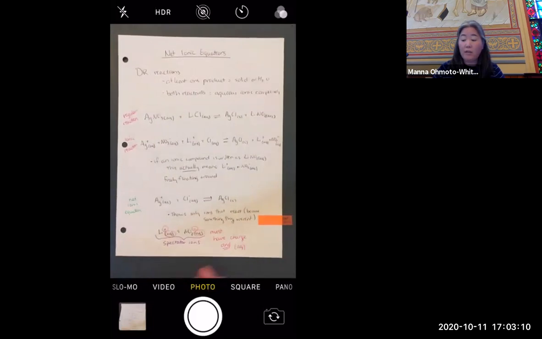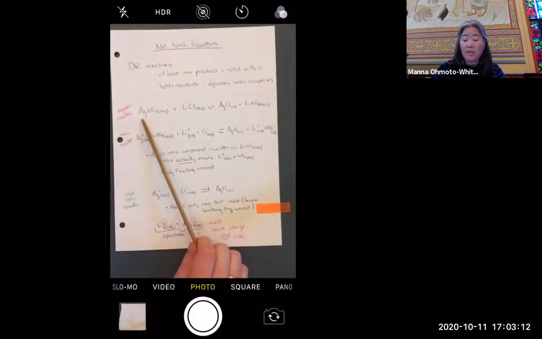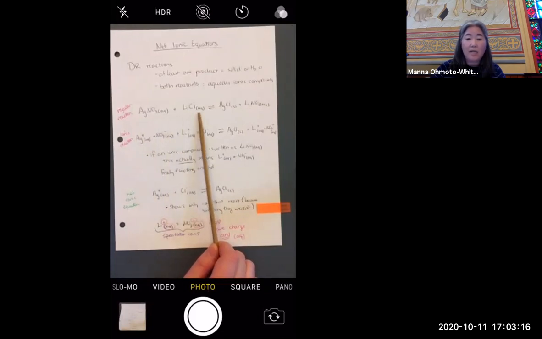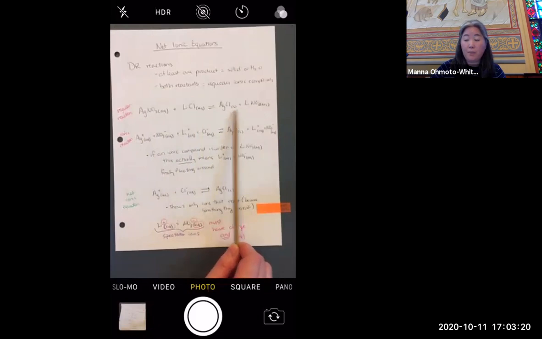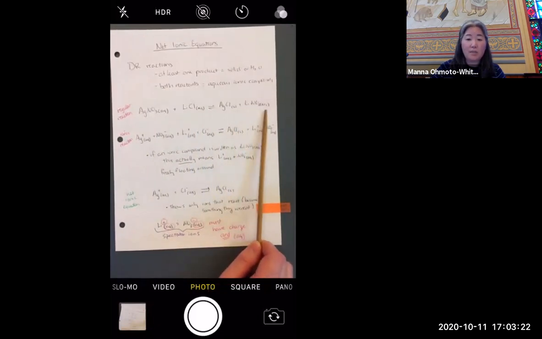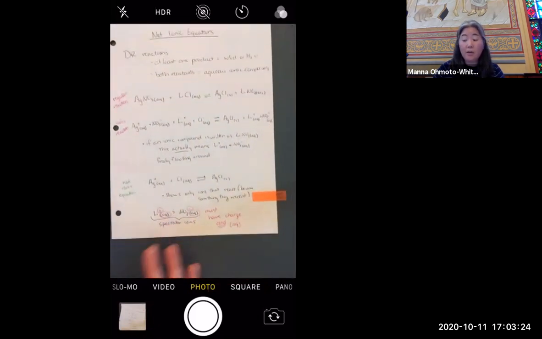So the regular reaction that I would write would be silver nitrate, aqueous, plus lithium chloride, aqueous, yields silver chloride, solid, plus lithium nitrate, aqueous. My ionic reaction basically presents everything in the state that they are in.